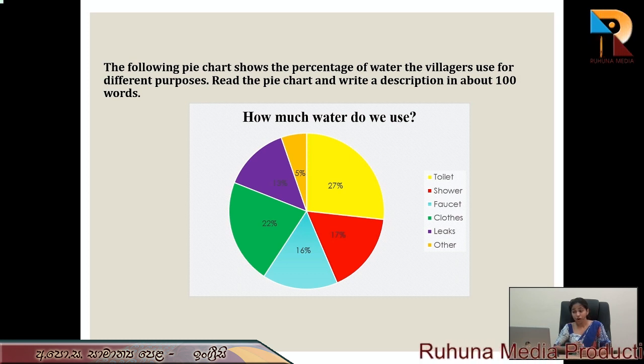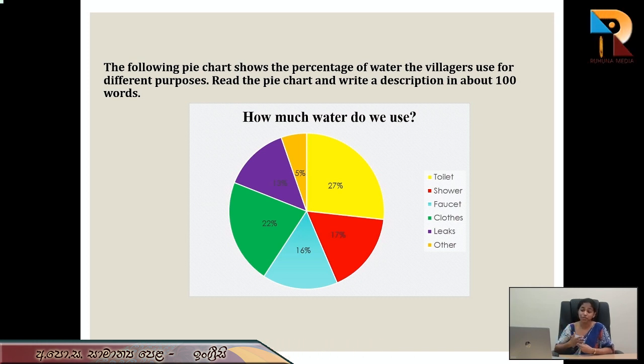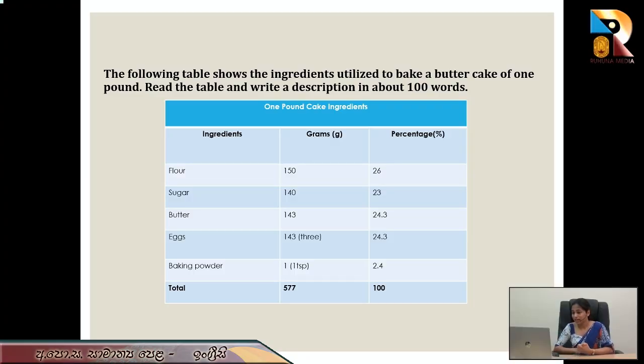So according to this pie chart, the percent of water used in faucet is higher than the percent of water used in shower, and less than the percent of water wasted on leaks, right? So I think that's how you could describe this pie chart. And moving on to the last one, this is how you could describe it.